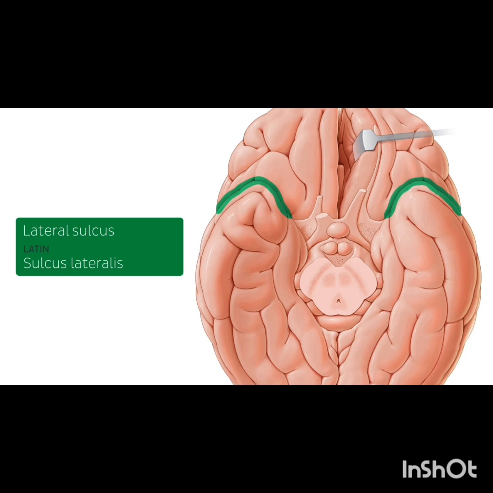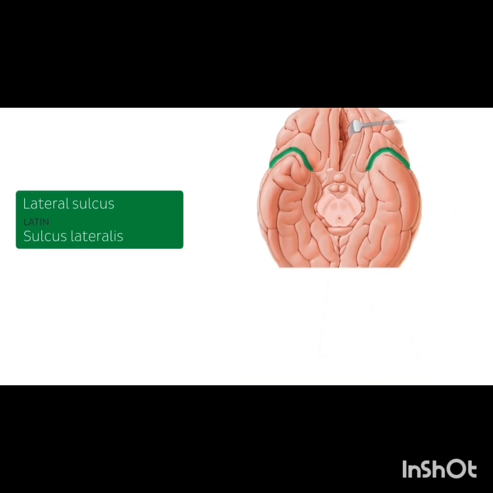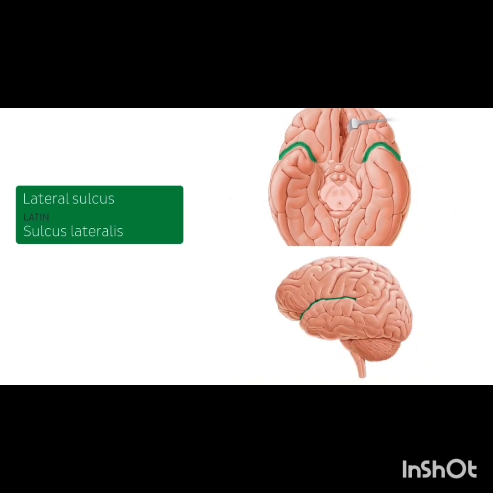We begin by first looking at this deep fissure that separates the frontal lobe from the temporal lobe, and that is the lateral sulcus. To be clear here, this is the frontal lobe and the temporal lobe and how it separates. The lateral sulcus is separating these two lobes. You can also see the division from this lateral view of the brain, where you can still see the temporal lobe and the frontal lobe being separated by the lateral sulcus.